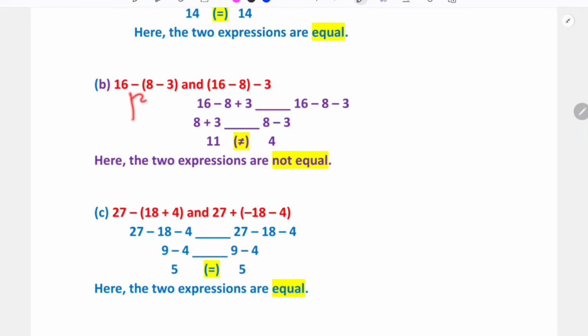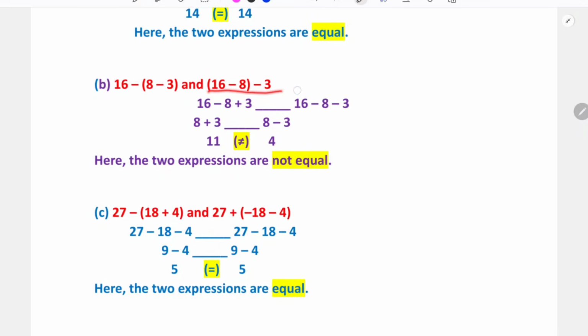Now second bit. Here we have minus outside the bracket. So the inside number signs will change. Plus 8 becomes minus 8. Minus 3 becomes plus 3. Right, that is what I have written. Minus 8, why minus 8? Because plus 8 inside changes. Minus of minus, plus 3.